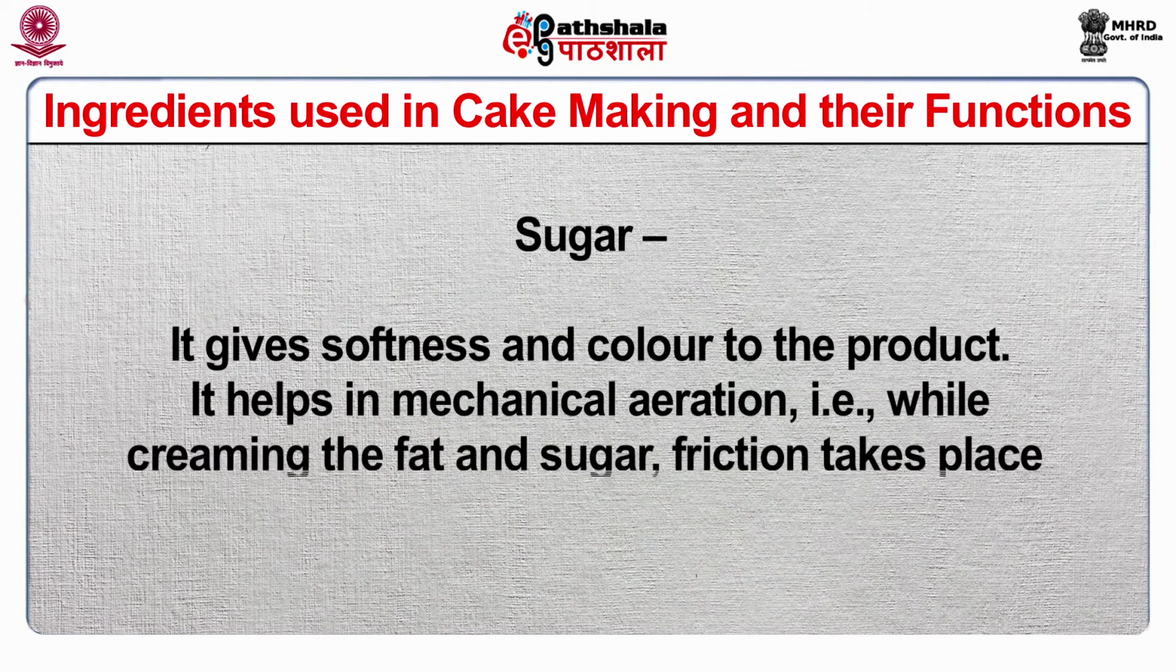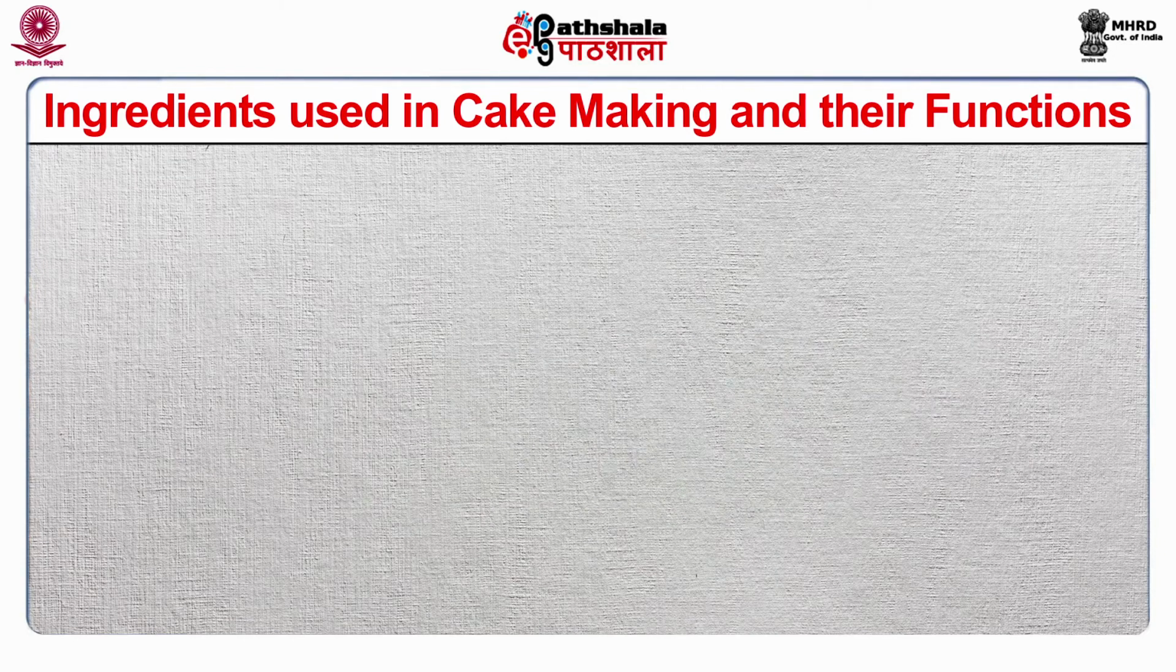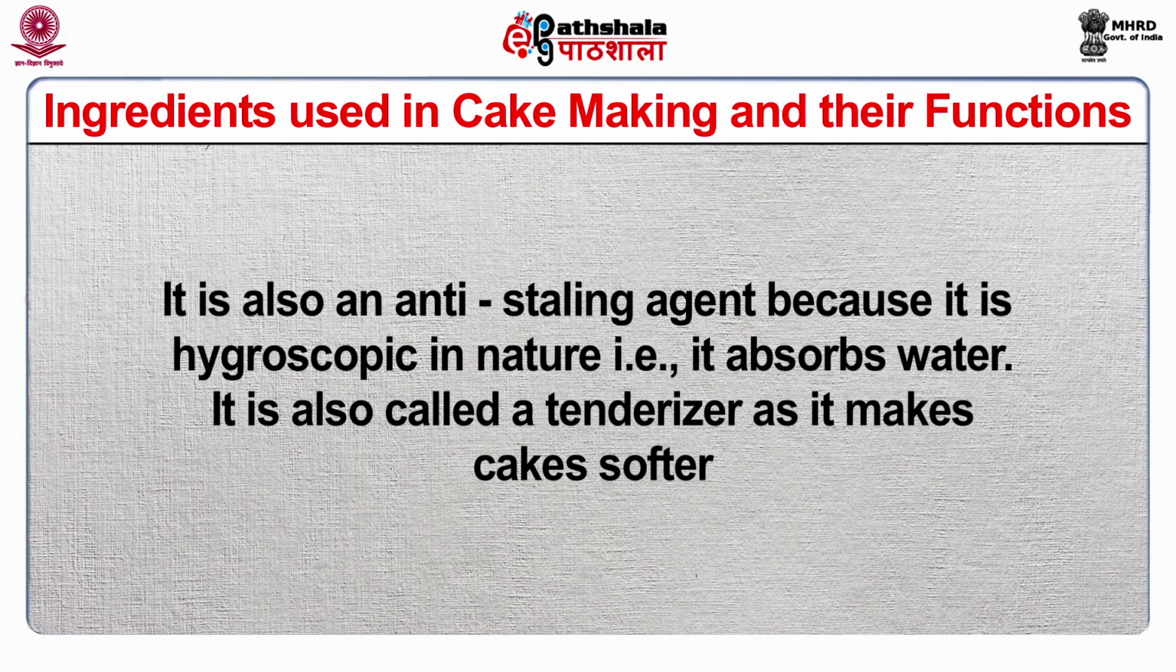Sugar. It gives softness and color to the product. It helps in mechanical aeration, that is, while creaming the fat and sugar, friction takes place which accounts for air incorporation. It is also an anti-staling agent because it is hygroscopic. It absorbs water. It is also called a tenderizer as it makes the cake softer.